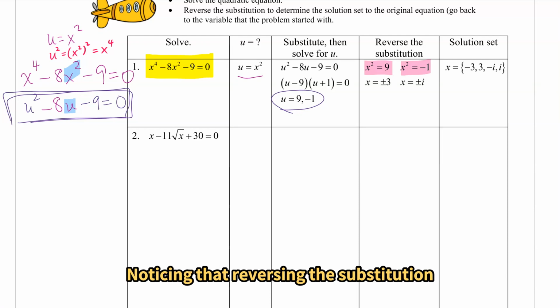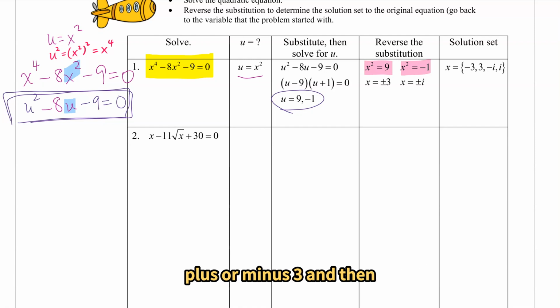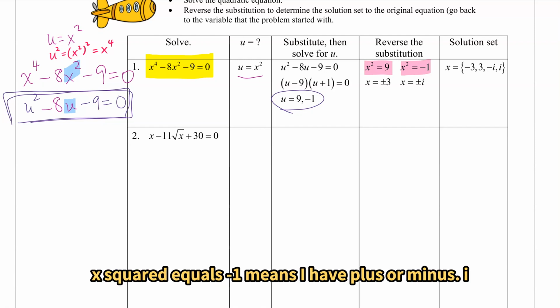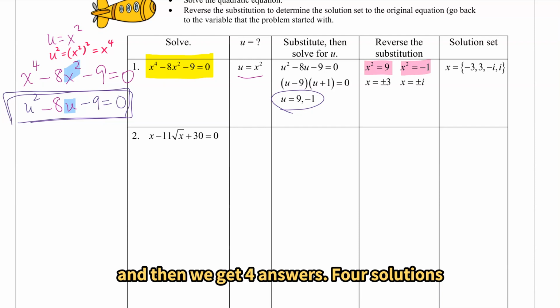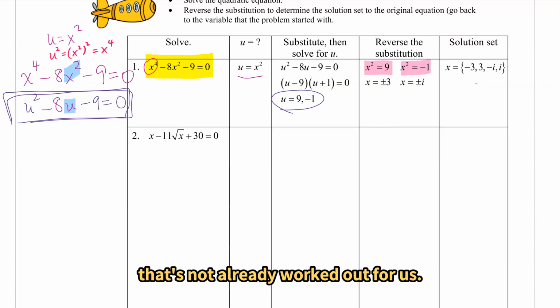Noticing that reversing the substitution, x squared equals 9 means I have x equals plus or minus 3. And then x squared equals negative 1 means I have plus or minus i. And then we get 4 answers. 4 solutions to an equation of degree 4. Yay!